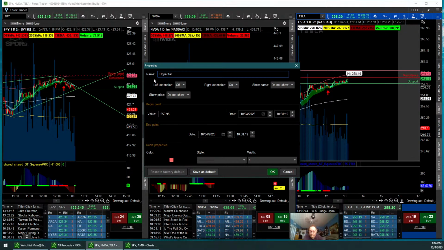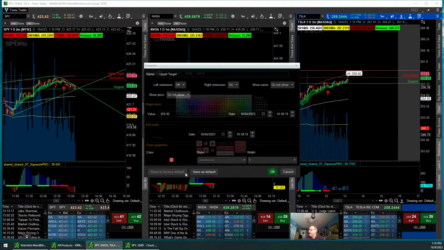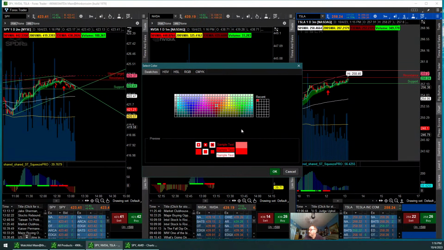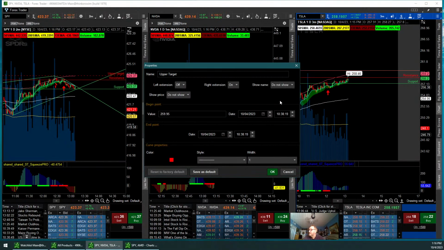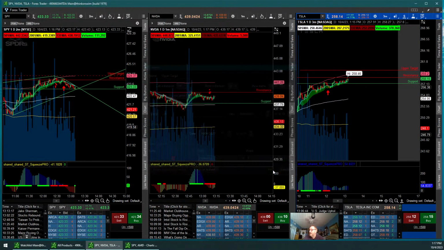Upper target. I'm going to make this red. I like a capital T for target. T for target. There you go. And we're going to make this red. So we come down here, we do this. That's that color there. Say OK. That's there. I'm going to show it on the right. And I'm going to make it $260, because I think that is the next step up.